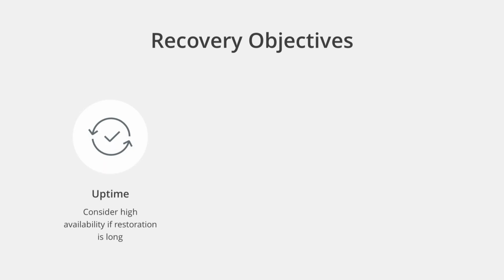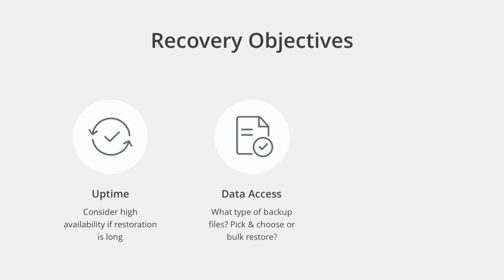So the last part of putting together a backup plan is understanding your recovery objectives. And this includes three things. First of all, uptime. How critical is that to your environment? If it's super critical, you might want to consider implementing a high availability cluster into your backup strategy. The second thing is accessibility. If you need to restore this data, is it okay to restore it in bulk, or do you need to have access to individual files?